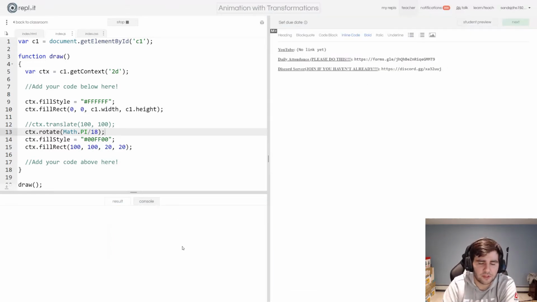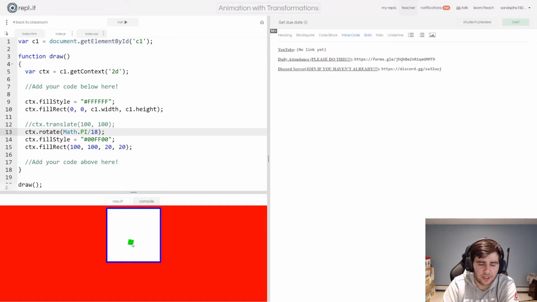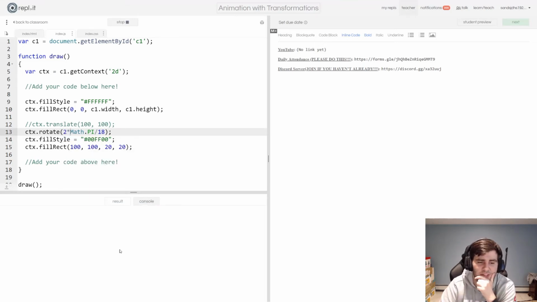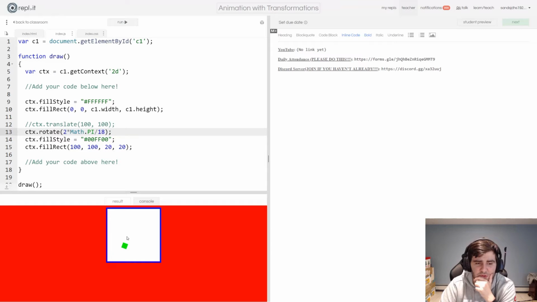So now if I run this, you should see our rectangle is rotated by 10 degrees. But you'll notice that it sort of changed positions. It used to be over here, now it's down over there. Let's do some more. Let's do it by 20 degrees, which would be 2 times math.pi divided by 18. And you'll see it's moving further and further to this bottom left corner.